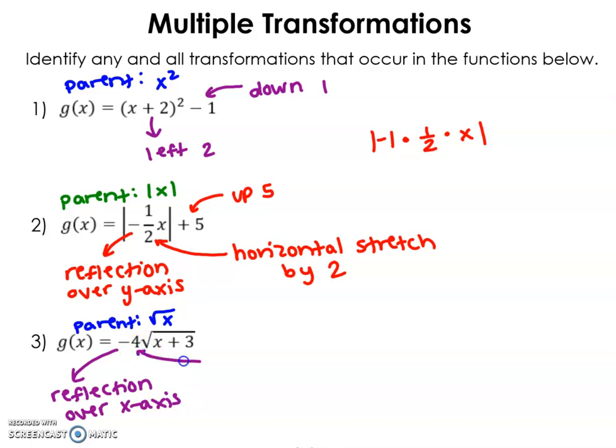And then we have this 4. That 4 is on the outside of the function and it's being multiplied to it. So this is going to be a dilation. In this case, because it's outside, it's vertical. And it's greater than 1, so it's going to be a stretch. And it's a stretch by 4. And then the last thing we have is this +3 on the inside. And the +3 is attached to the x, it's underneath the radical, so that means that it's going to be a horizontal translation, and in this case that means it's going to be going to the left 3.